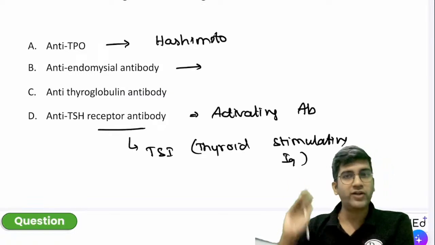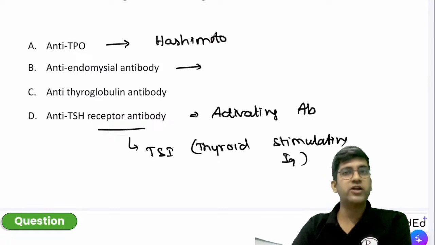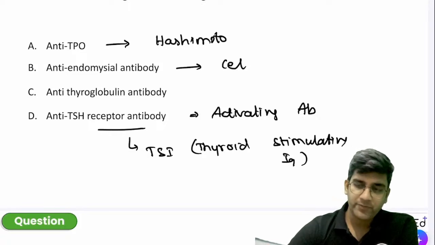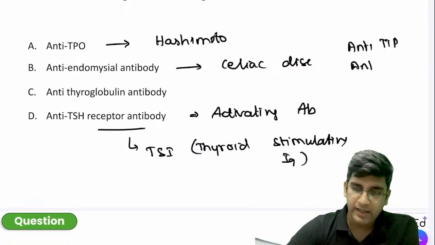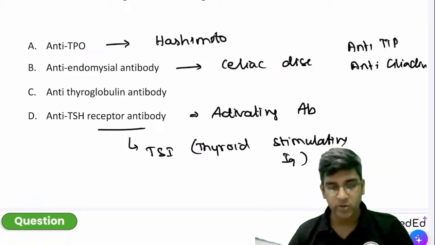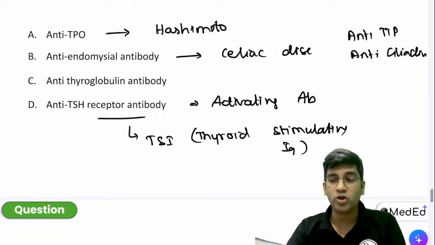Anti-endomysial, not related to thyroid. Which disease will have anti-endomysial antibody, anti-TTG antibodies? Anti-endomysial, anti-TTG, anti-gliadin will be seen in case of celiac disease. That's a gluten sensitive enteropathy, right? So all those are seen in case of celiac disease, right? Okay. Again, a one-liner. Just remember the TSI is a stimulating immunoglobulin, not a destroying immunoglobulin here.